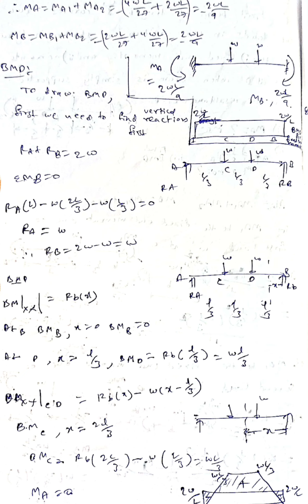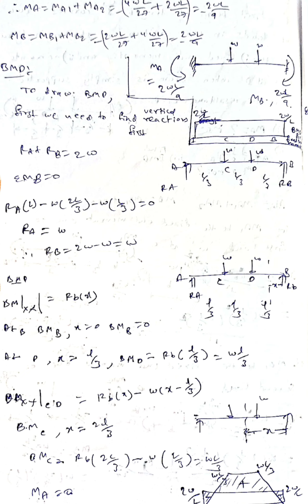We know how to calculate RA and RB using sigma Fy equal to 0 and sigma MB equal to 0. And then the bending moment diagram. After calculating RA and RB, we will get RA equal to W equal to RB. So we can calculate bending moment values. We know the procedure for calculating bending moment values. After calculating the bending moment at A, C, D and at B, draw the bending moment diagram.